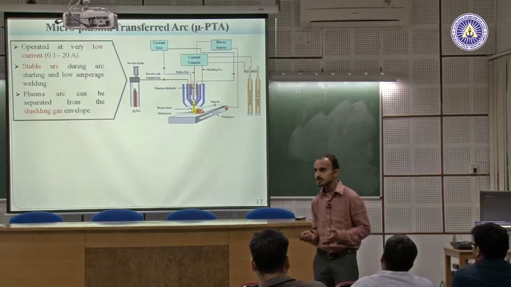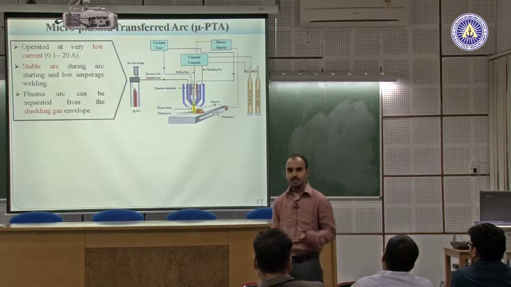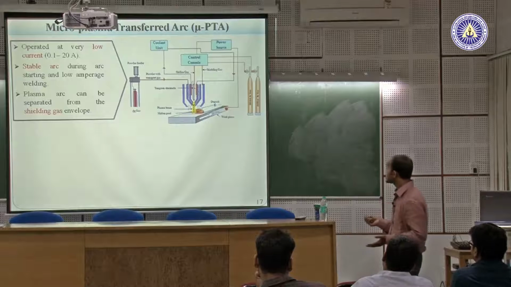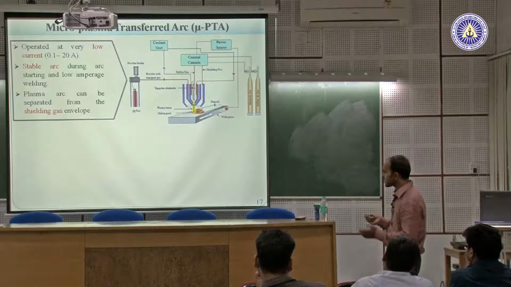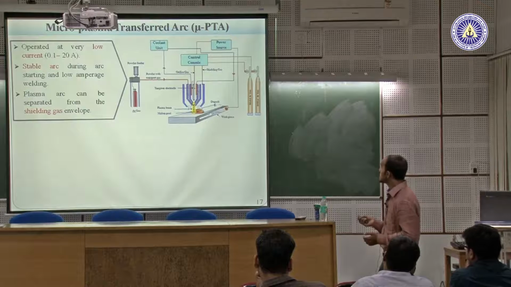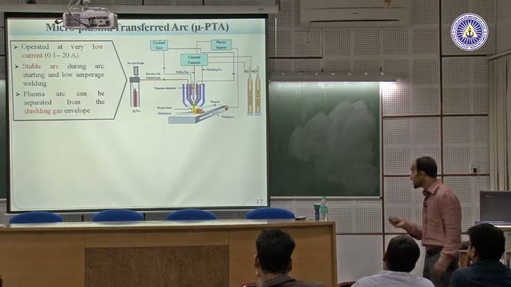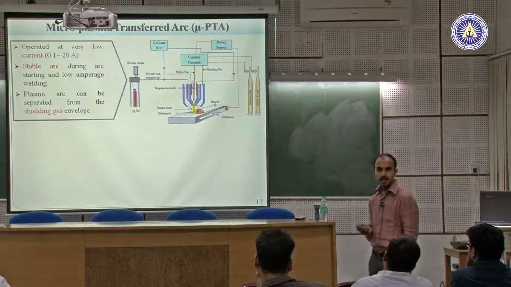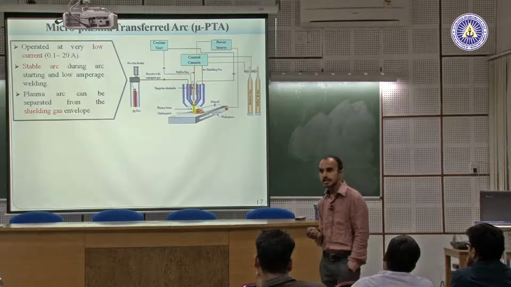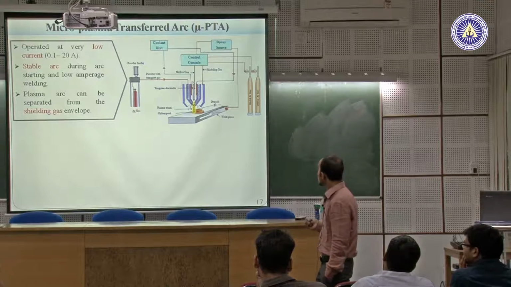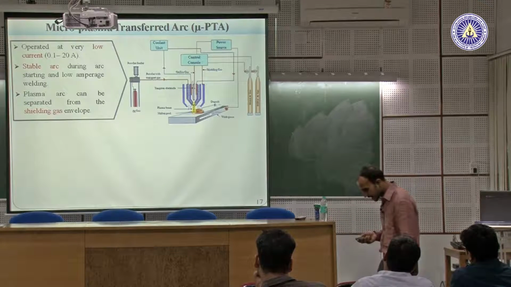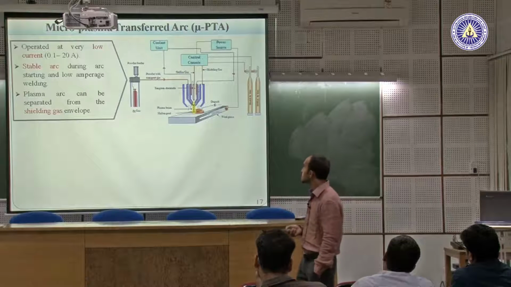Plasma is nothing but the fourth state of matter, and plasma is created by the ionization of gas. Everybody knows that. This diagram depicts the working principle of microplasma transfer arc depositions. In that, the pilot arc is formed between the negative electrode and the positive constricting nozzle, and that pilot arc ionizes the inert gas and produces a plasma arc between the electrode and the substrate.